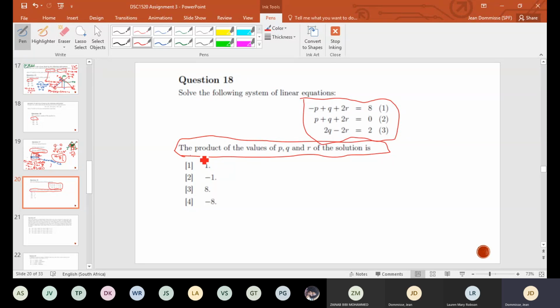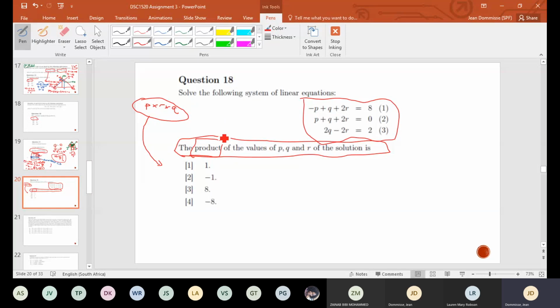Here they talk about the product. Okay, so whatever the answer is, you need to say P times R times Q. And that needs to give you one of the answers. And that is why, because you need to do the product, you can get the negatives as well. If it was purely maybe sum, then probably the chance of a negative is less, but with product, it can be anything.